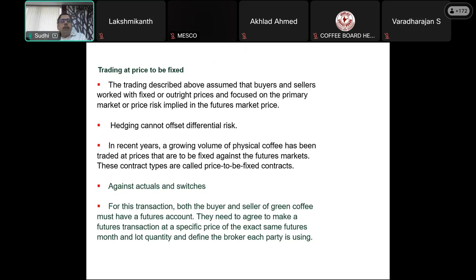So there is also a term called against actuals. Against actuals means both the buyer and the seller of the green coffee must have a futures account. They need to agree to make a futures transaction at a specific price of the exact same futures month and lot quantity, and a different broker may be used by each party. So this means the roaster needs to have an account, the exporter needs to have an account, and then they say, okay, I will fix the contract at the actuals on the day's trading range. So that is what is called against the actuals.